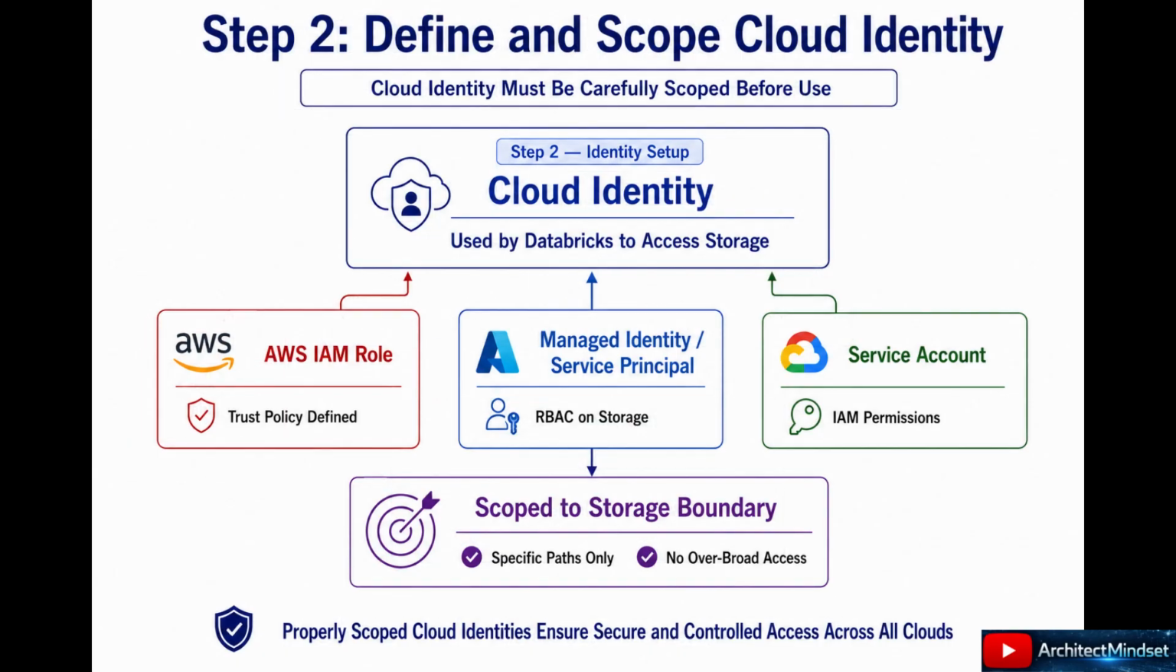Second, create or validate the cloud identity. On AWS, that means the IAM role and trust policy. On Azure, that means a managed identity or service principal and the appropriate storage assignments. On GCP, that means the service account and IAM permissions. The cloud identity should be scoped to the expected storage boundary.